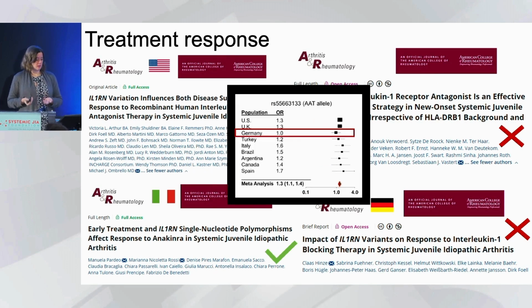One interesting thing is that going back to that figure where we were looking at the association of the IL-1RN with the risk of developing SJIA in each of the populations, you can see that the German group was the only one that didn't really have that association. So maybe there is something a little different about the genetic background of that population that might not have that association, so it still remains to be seen.